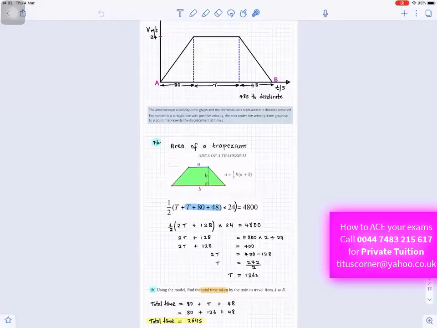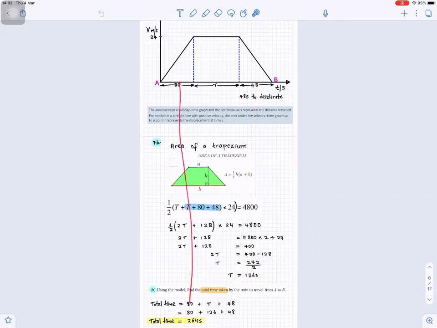So using the model, find the total time taken by the train to travel from A to B. So to travel from A in pink there to B, that there is the total time. So we want to add 80 plus T plus 48. So 80 and T is 136 plus 48. That gives you a total time of 264 seconds.